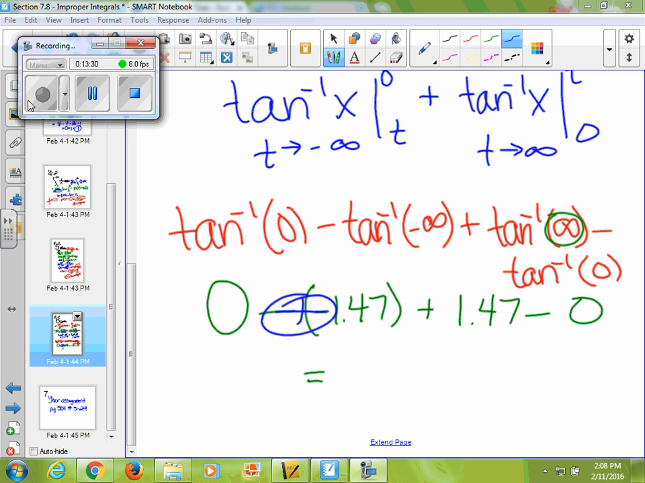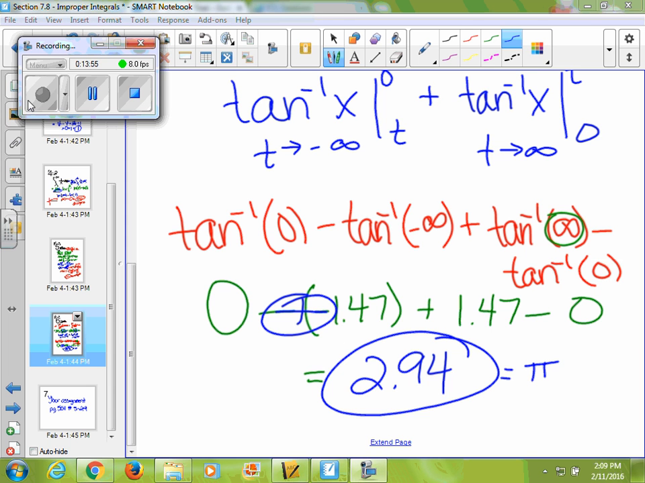Okay, so let's simplify. Minus negative becomes a positive. So I've got 0 plus 1.47 plus 1.47 minus 0, which gives me, anybody? Anybody? 2.94. So I'm approximately approaching 2.94. I actually think if we zoom out farther that your graph approximately approaches pi, which is 3.14, but 2.94 and 3.14 are pretty close. So 2.94 would be a good approximation of your limits.